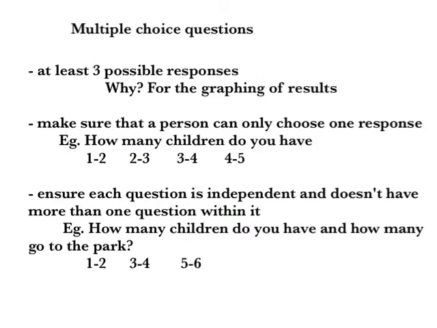Then the next set of questions for the middle of your survey should be multiple choice. They should have at least 3 possible answers, and the main reason for this is for graphing your results. If you have 2 options and you draw a pie graph, that is about as good as it's going to get. If you have 3 or 4 different options, it allows for a much more intricate pie graph and something that just provides you with more detail.